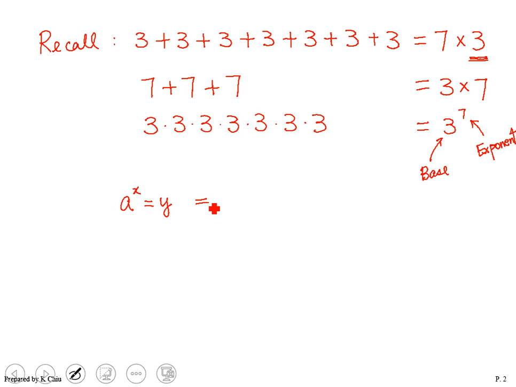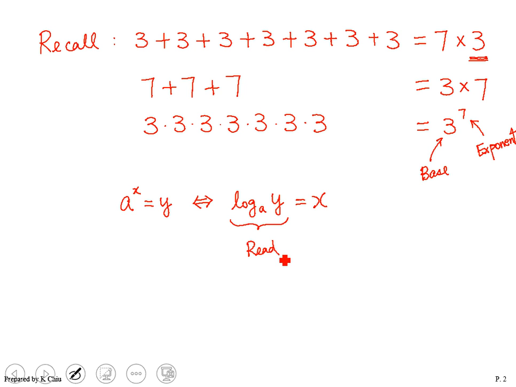And we are going to transform this into a log form. We have log y with the base a equals x. Now this is how we read this. It is so important to know how to read. You know, some people don't know how to read it. This is how we read.